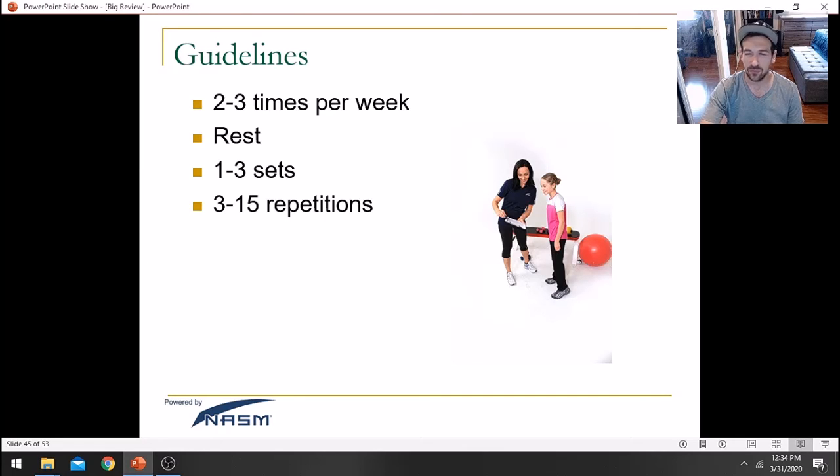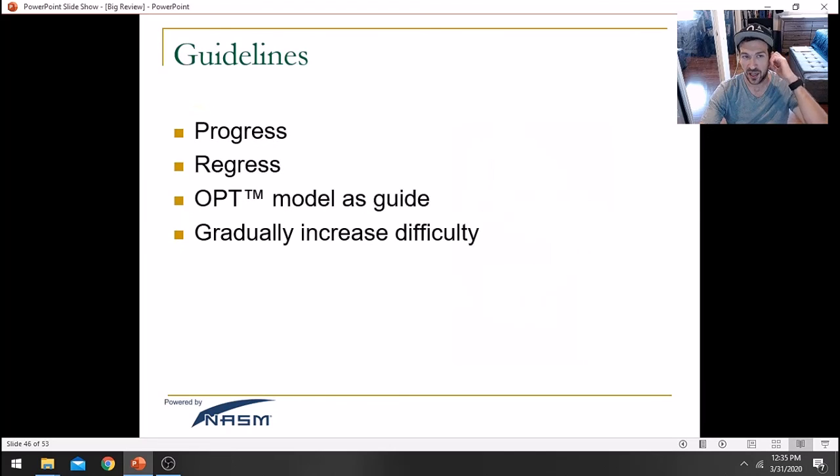You want to perform for youths around 1 to 3 sets. This is saying 3 to 5 repetitions. I believe that's a typo. It should be between 6 and 15 repetitions.